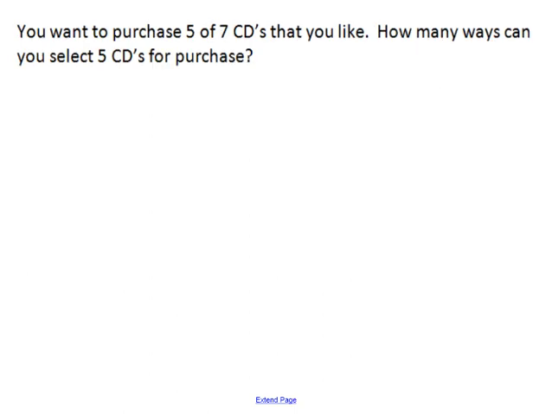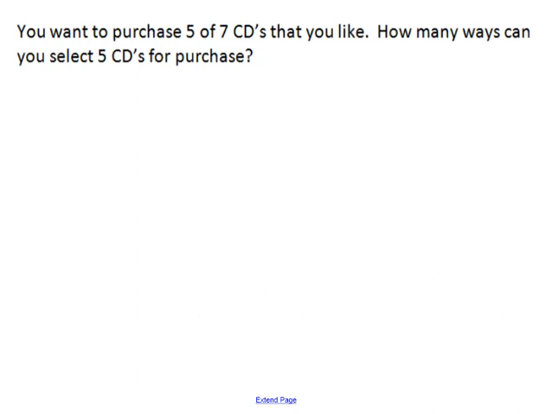All right, you want to purchase 5 of the 7 CDs that you like. So you've got 7 CDs in your hand. You're like, I can only afford 5 of them. Nobody buys CDs anymore, but whatever. Maybe you're in a vintage shop. So you've got 7 of these albums, and you want to purchase 5 of them. How many ways could you select the 5 items for purchase?